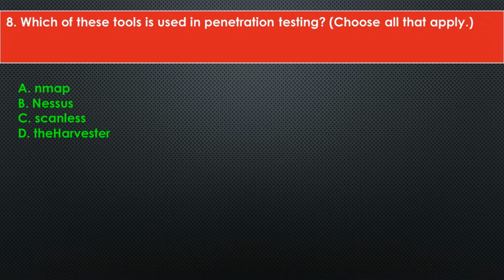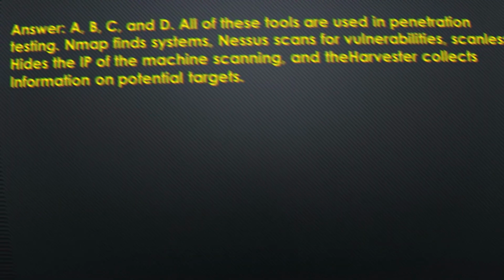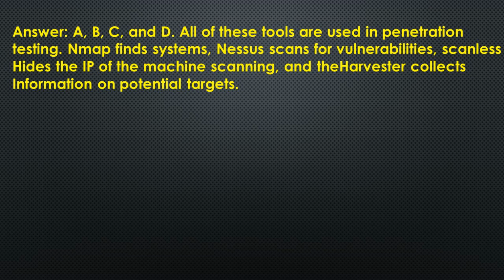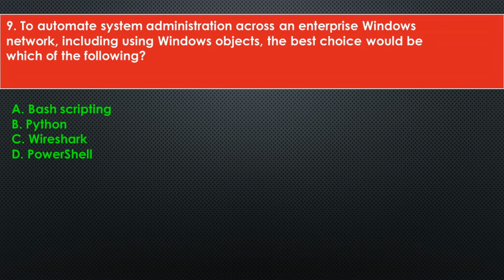8. Which of these tools is used in penetration testing? Choose all that apply. A. nmap. B. neshes. C. scanless. D. the harvester. Answer: A, B, C, and D. All of these tools are used in penetration testing. Nmap finds systems, neshes scans for vulnerabilities, scanless hides the IP of the machine scanning, and the harvester collects information on potential targets.